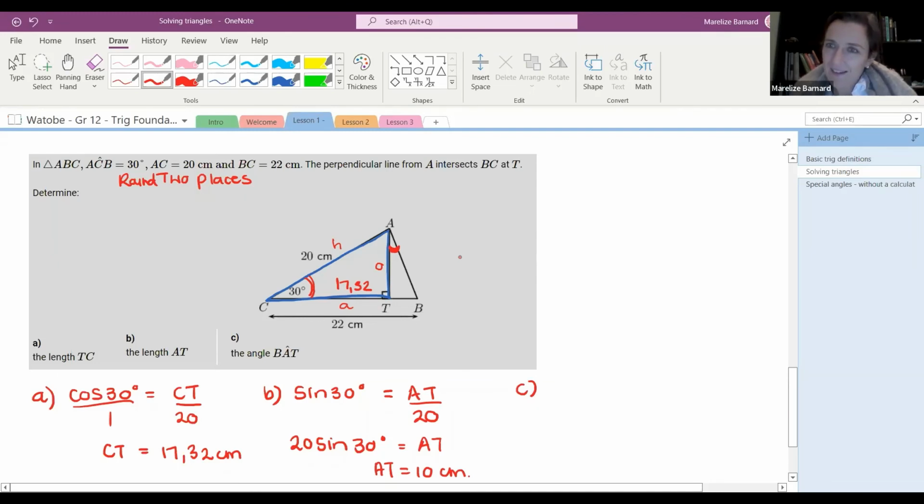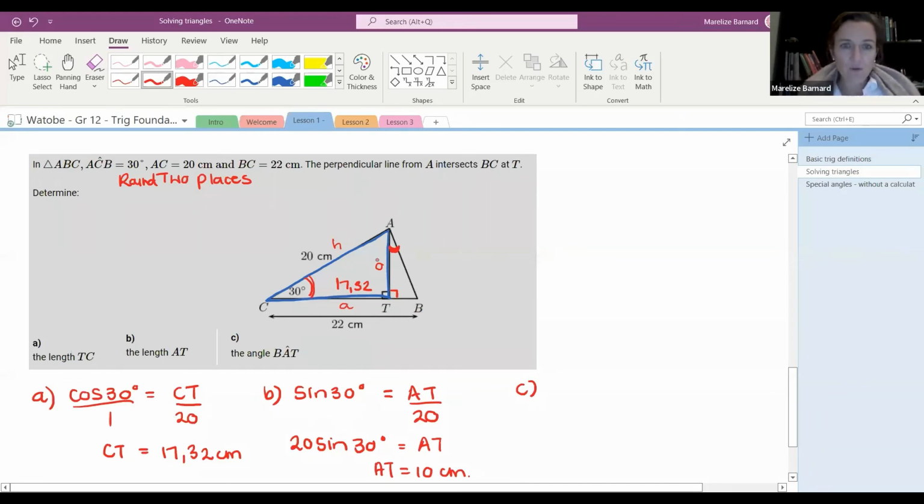Ma'am, for BAT, we can first find the side AB using the cosine rule. Then angle ATB is also 90 degrees. Yes, that's 90. Then we can now use SOH CAH TOA to look for the angle A. Okay. All right.